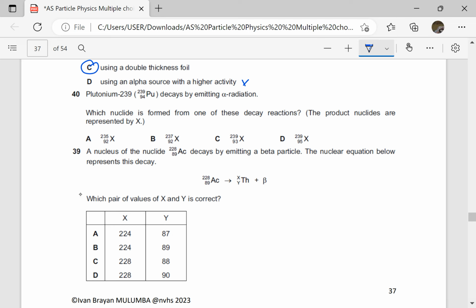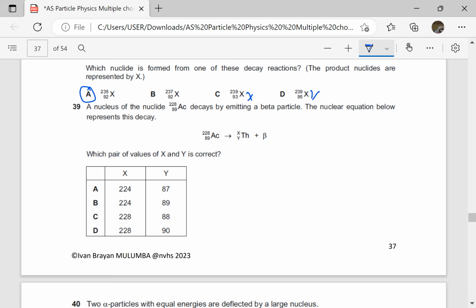So it is emitting alpha radiation. So proton number reduces by 2, so this one is wrong. This one is wrong. And the nucleon number reduces by 4. So that means the answer is going to be A.